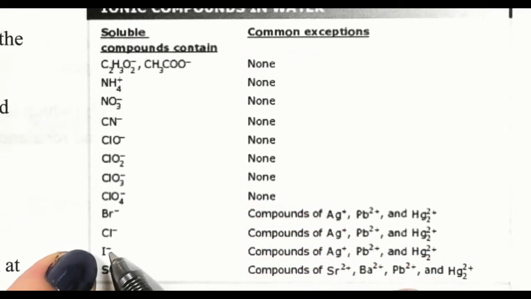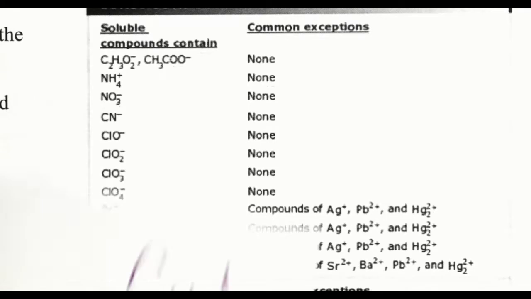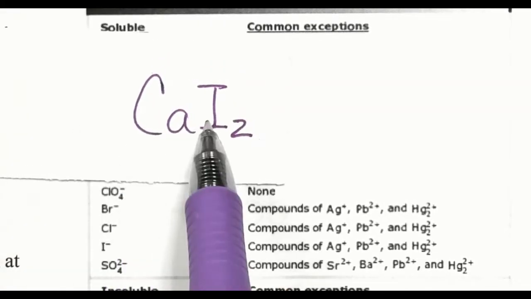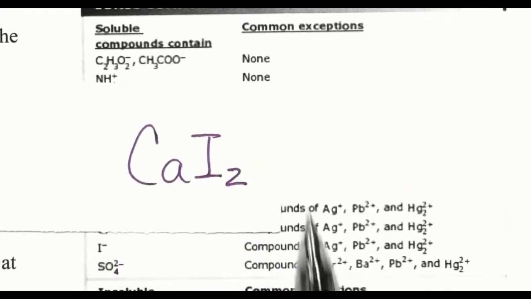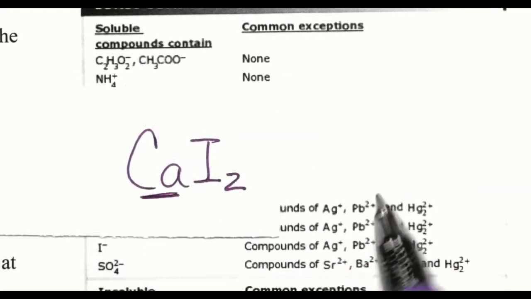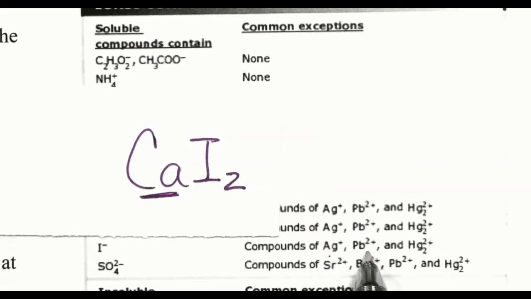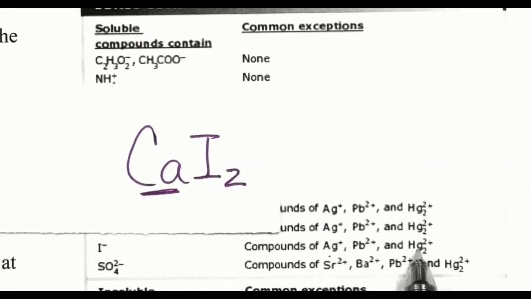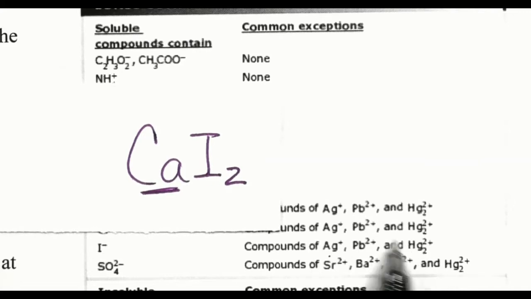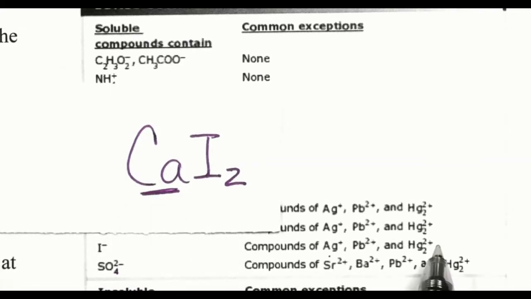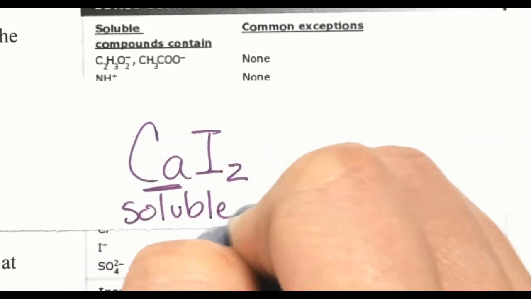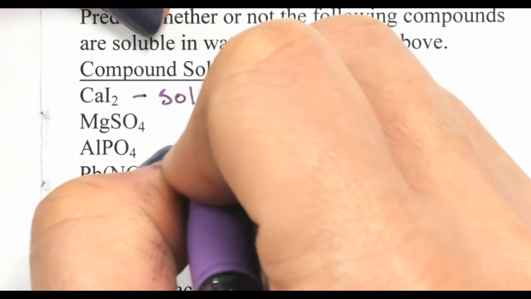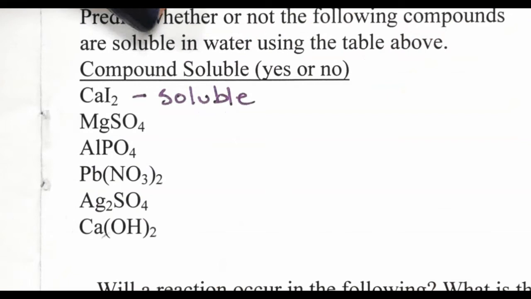So any compound that is an iodide compound, such as calcium iodide, iodides are soluble except if the metal happens to be silver, lead, or mercury, and then it's the opposite of soluble, it becomes insoluble. But since calcium is not one of these exceptions, this compound is considered soluble. We'll come over here, and I'm going to write soluble, or yes would be sufficient.